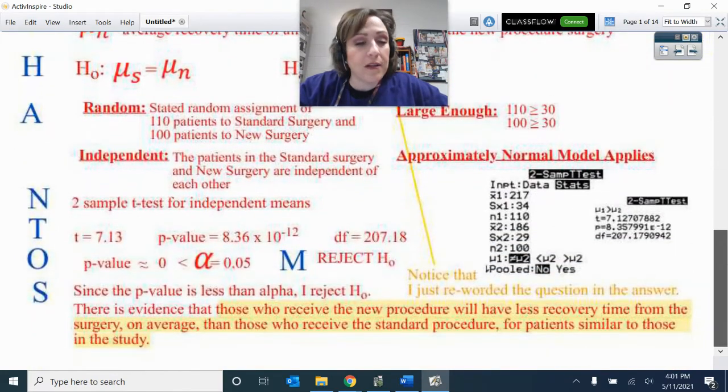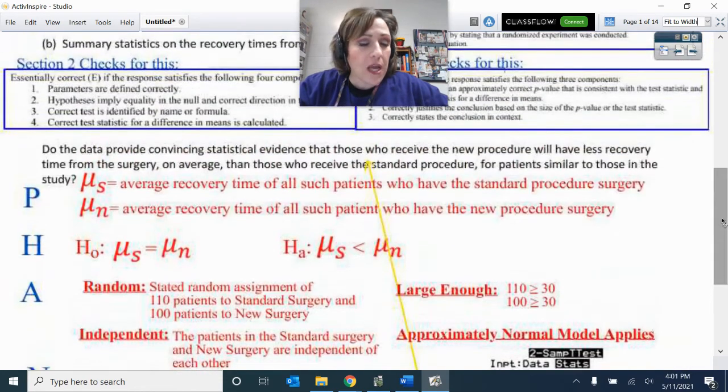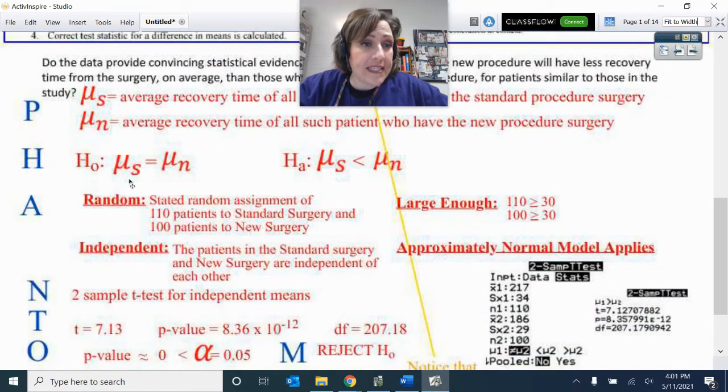So I did a full PHANTOMS. It looks like it's missing the M, but the M's right here. I was running out of room. So here's the parameters. We had two averages. These were two independent means. Mu, and I used the subscript S, was the average recovery time of all such patients who have the standard surgery procedure, and mu of N is the average recovery time of all such patients who have the new procedure. And the null hypothesis is that those are equal, but we alternatively were investigating.